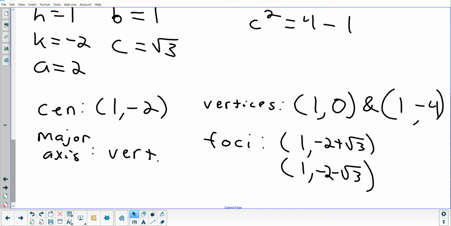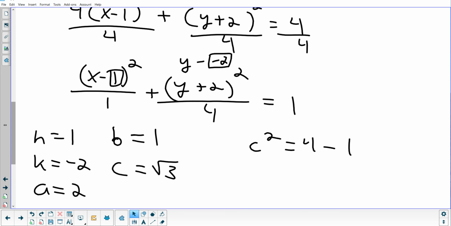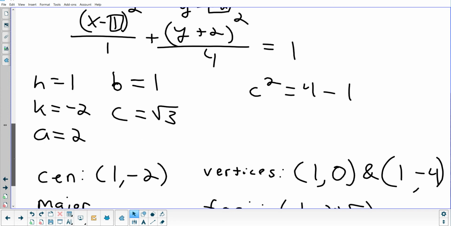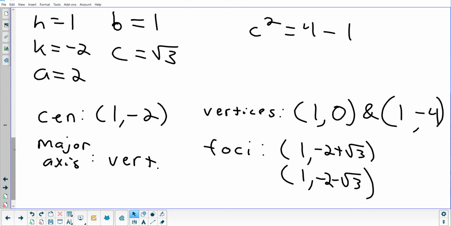Questions on that one? Yeah. Why is A 2? Because it's the square root of the bigger number. 2? Oh, okay. So 2 and 1. Oh, okay. Any other questions?